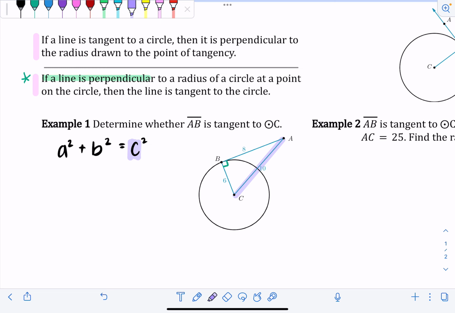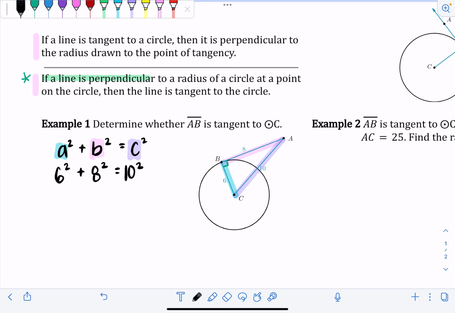And then the two legs, it doesn't matter which is which as far as a or b. So we'll put BC is 6, we'll put that in for a. And then BA or AB is 8, and we'll put that in for b. So we said we were going to put 6 in for a, so this will become 6 squared, plus b squared, which will become 8 squared, and then equals c squared, which is 10 squared.